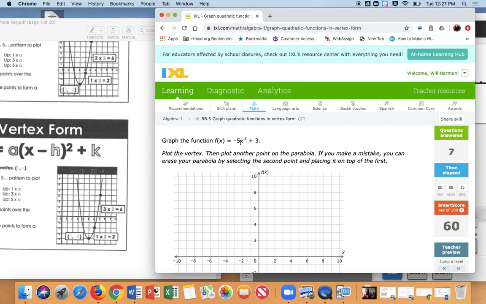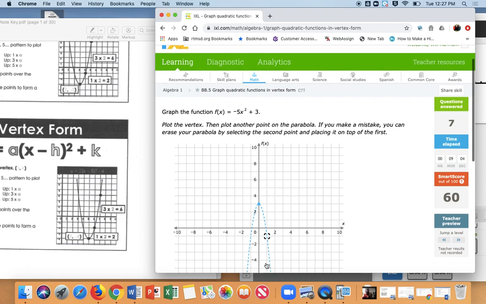Here, we're back to having no h. Okay, this time a is negative though, so let's pay attention to this. So we're going to be at 0, 3. Now we're opening down because this is negative. Okay, so if I'm here, let's plug in 1 because that's easy. It's 1 unit away. So 1 squared is 1, times negative 5 is negative 5, plus 3 is negative 2.